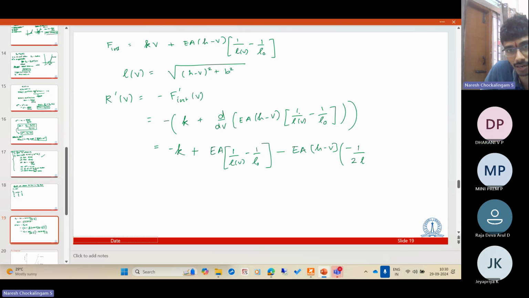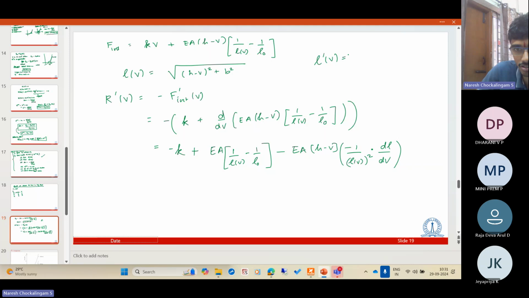Is it right? 1 by 2 into L. Why 1 by 2? Say L of V is square root of H minus V square. Oh, okay, that will do. So it is first minus 1 by L of V the whole square into dL by dV. Yeah, we will do it step by step. Okay, sir. So what is it?